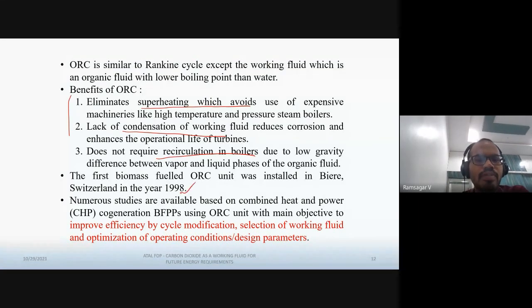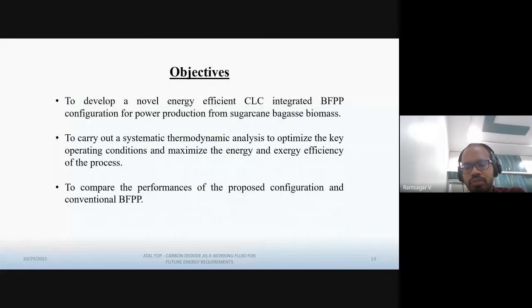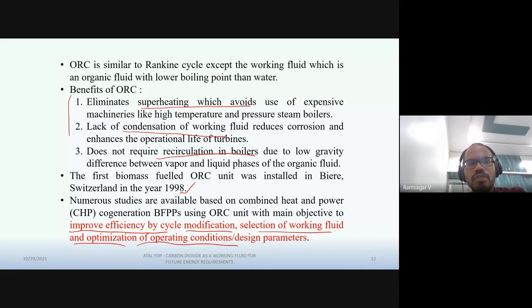So the first ORC biomass-fired power plant was installed in Switzerland in the year 1998. After that, the research is continuously going on in this area. We have different studies where the main objectives are to improve efficiency by cycle modification, to find the best working fluid, and to optimize operating conditions so that we can improve the performance. So our work is also in tune with the main objectives seen in the literature.